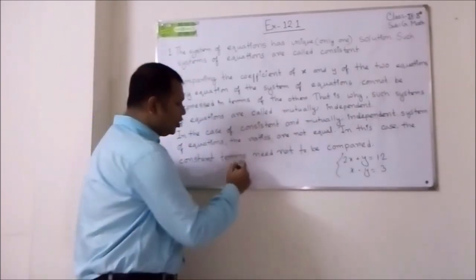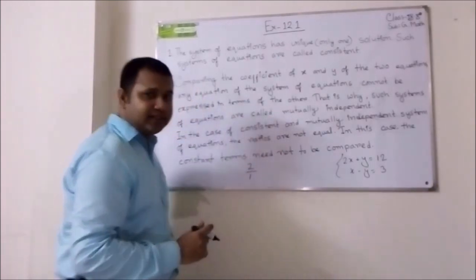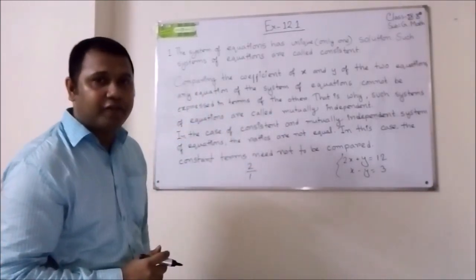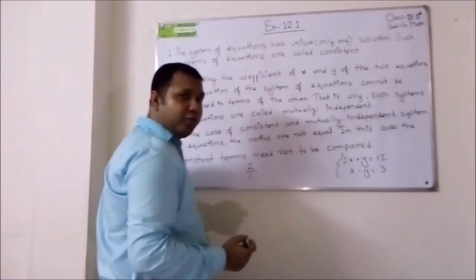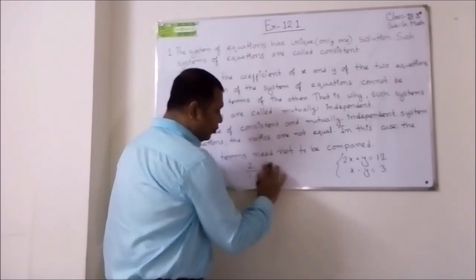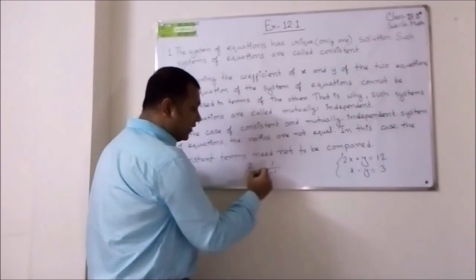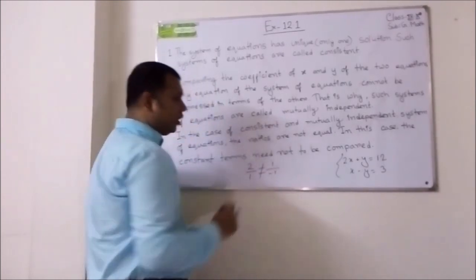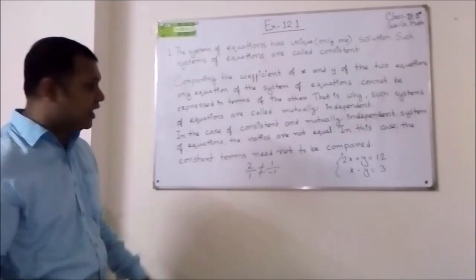You can see here 2 by 1. It is the ratio of the coefficient of x and the coefficient of y, that is 1 and minus 1. So are they equal? No, they are not equal. So we will finish this way.